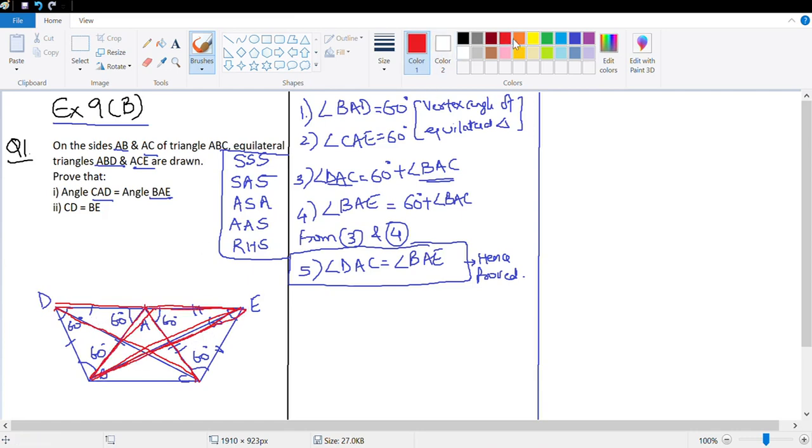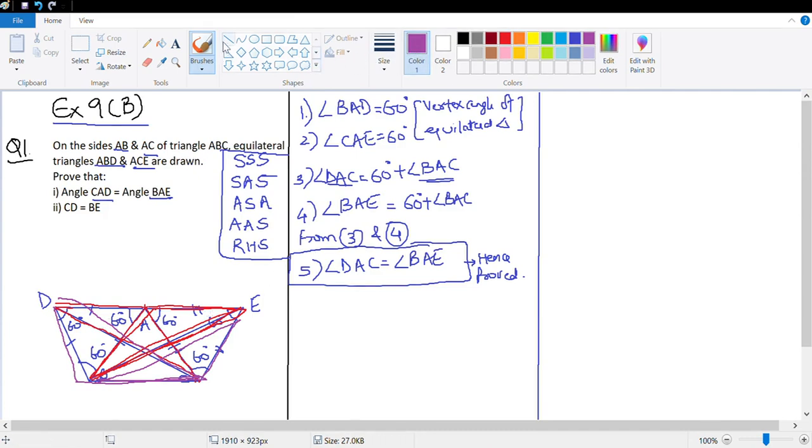I could have also looked at another triangle. Let's say I could have seen triangle DBC and I could have seen triangle BEC. These are a part of these two triangles as well. Let me try and prove them, though in this case with ADC and BAE.